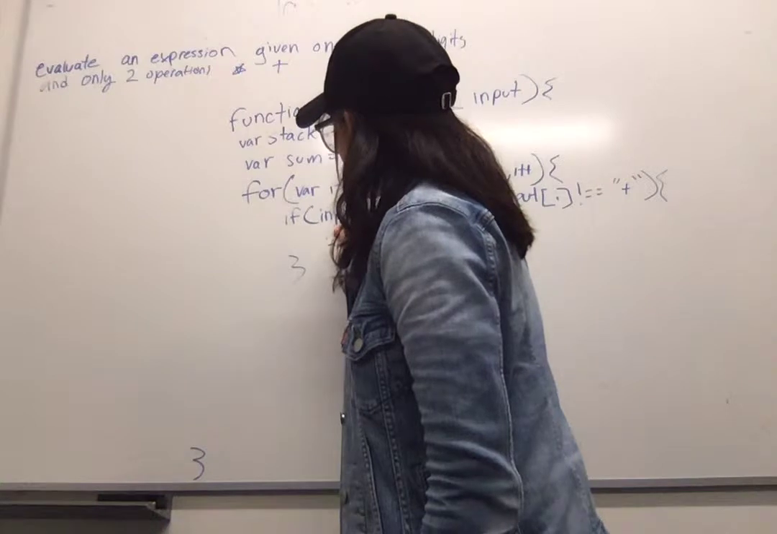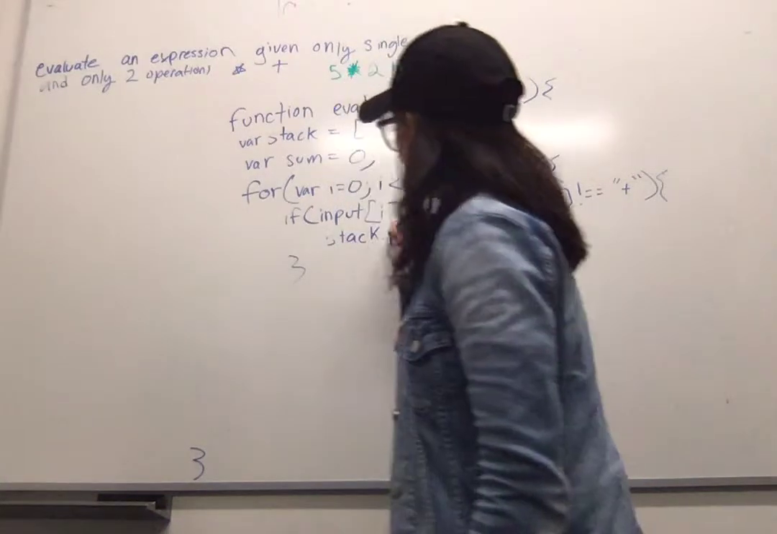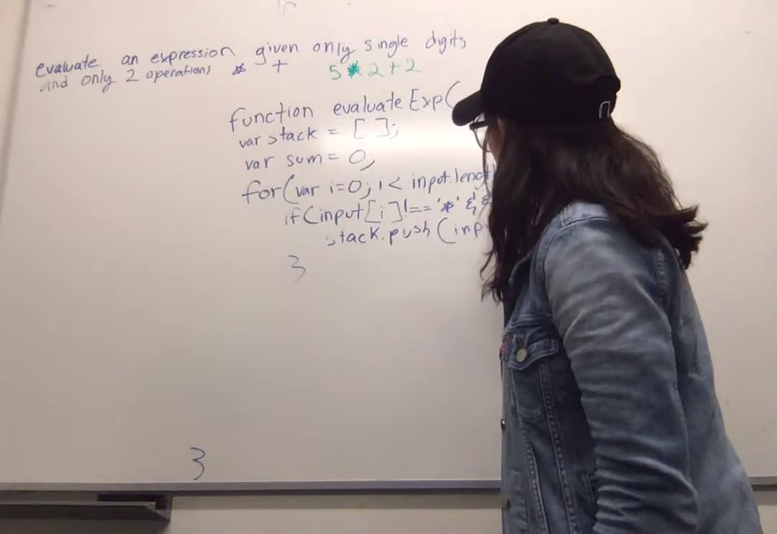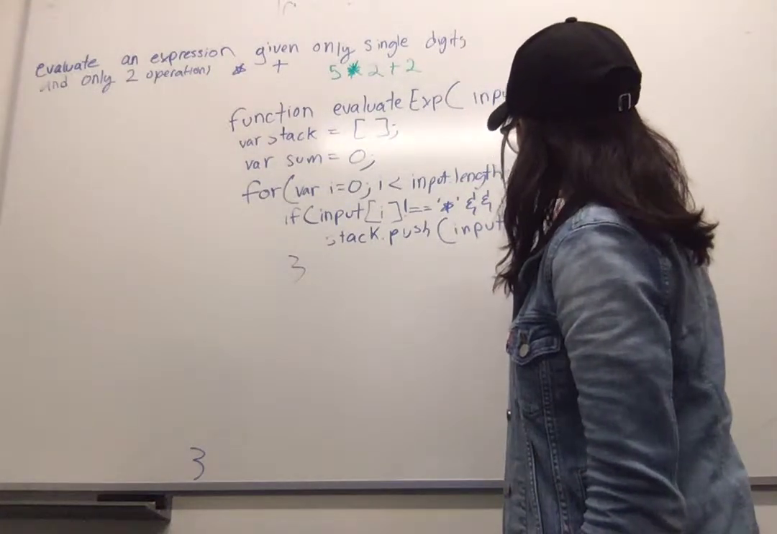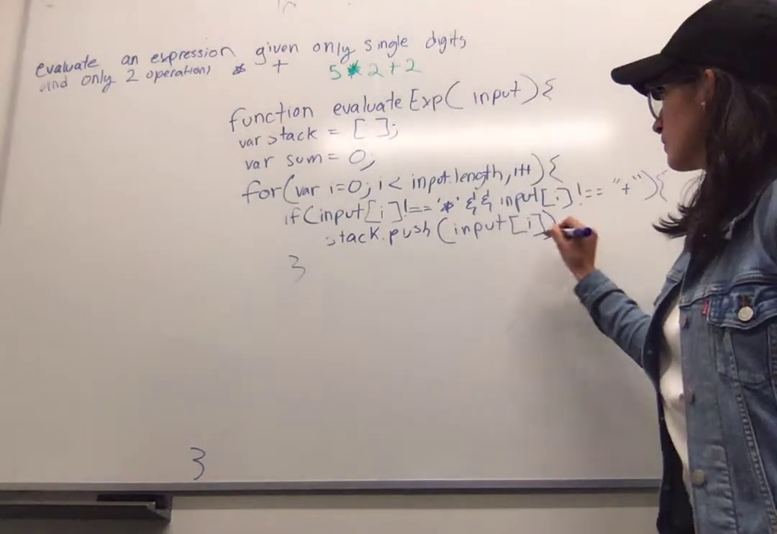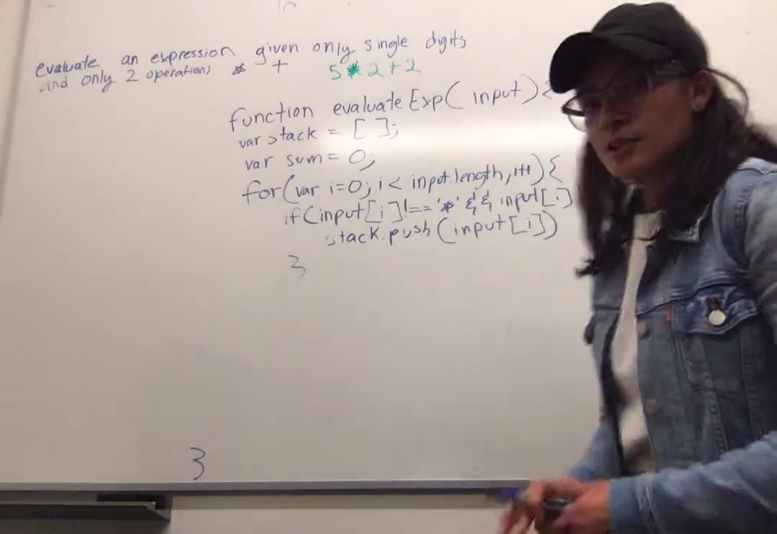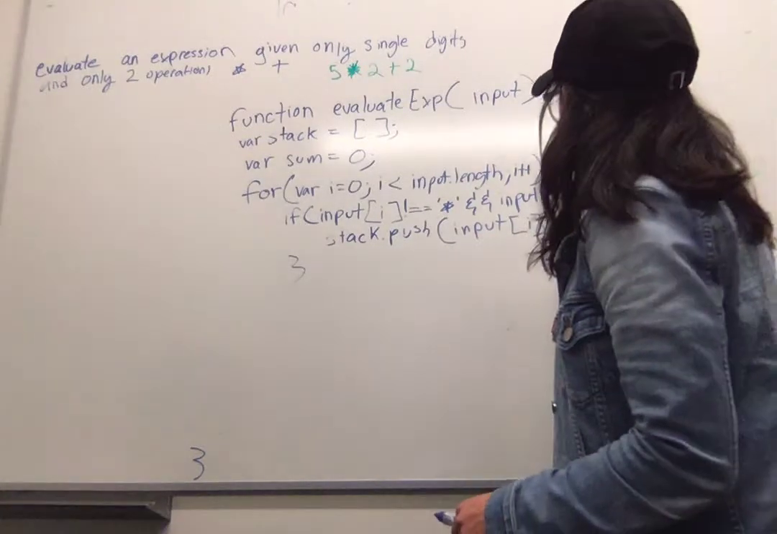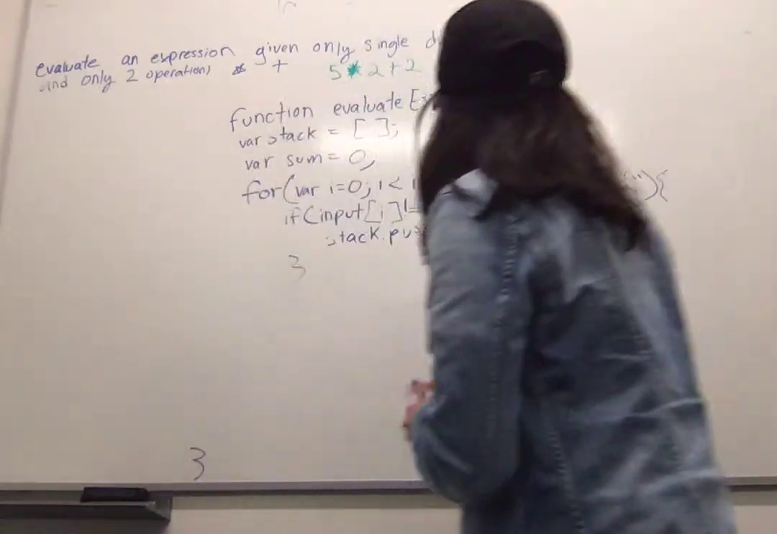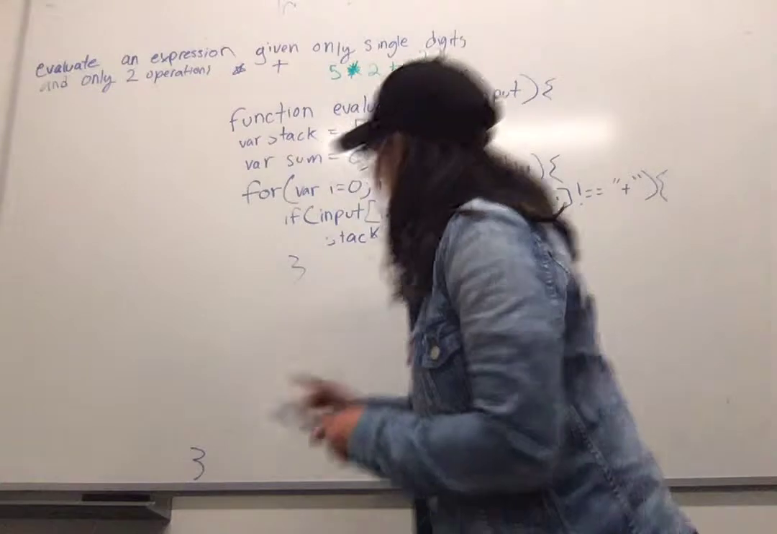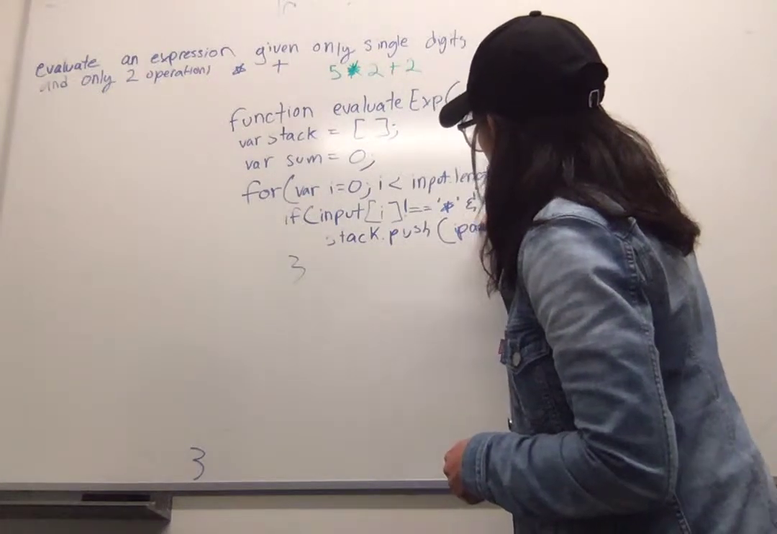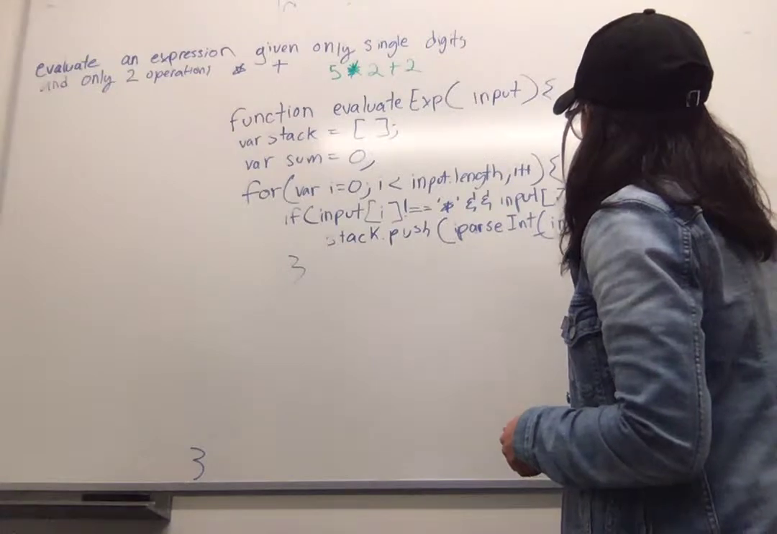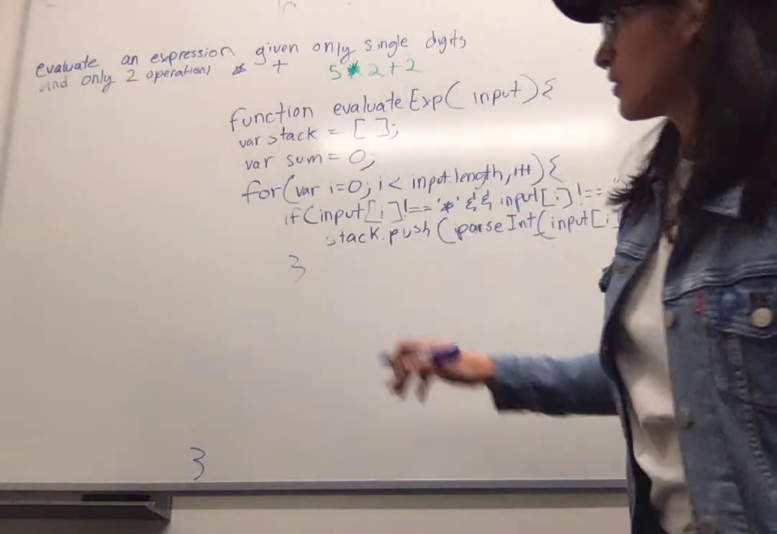So our stack now is going to be stack dot push input i. Something that we have to do is, since we're going to add them eventually, I'm going to parse them into ints as well. So what we're going to push is that input i, but I'm just going to add the parse int part here: parse int input i. So that takes care of that.